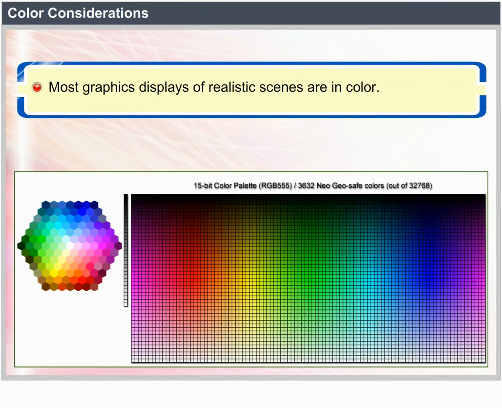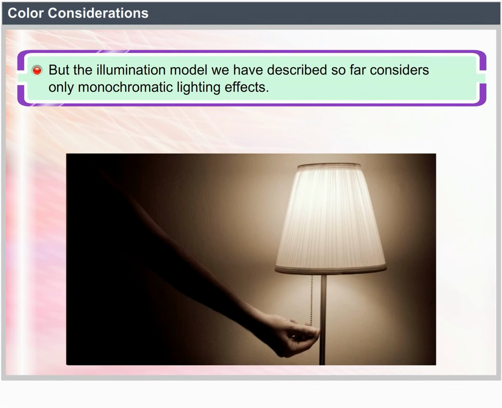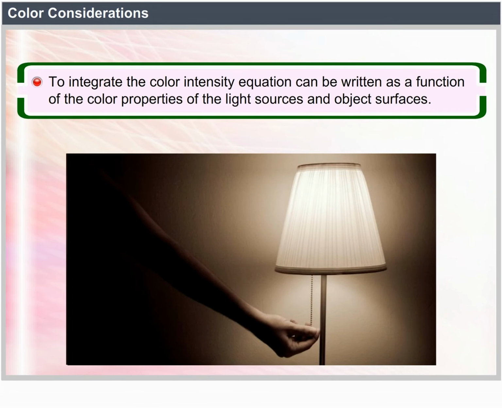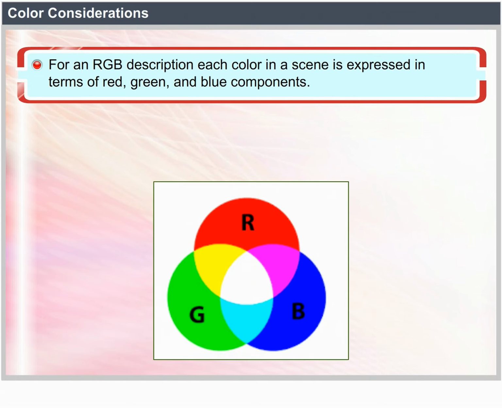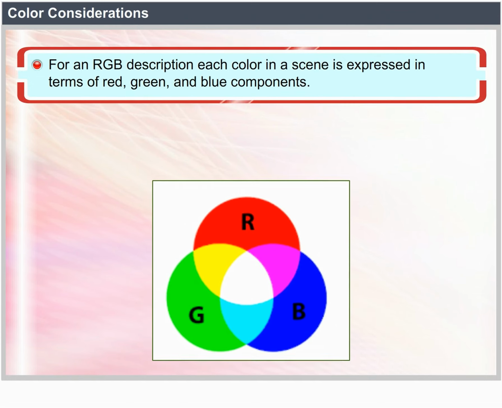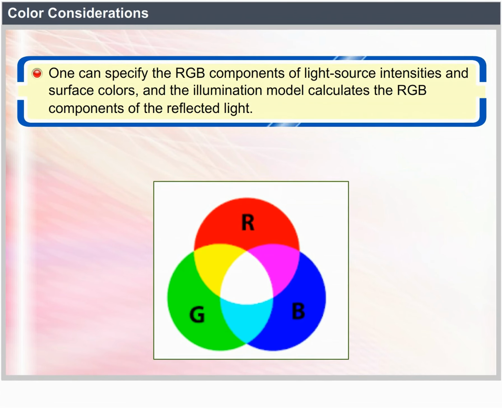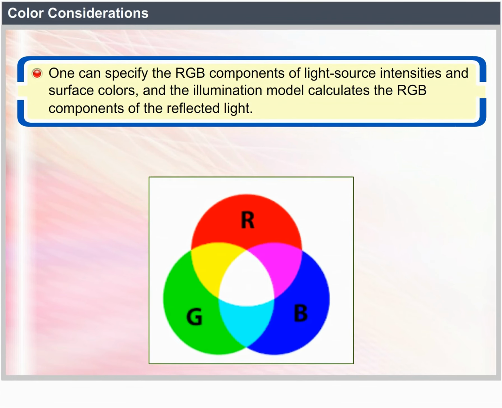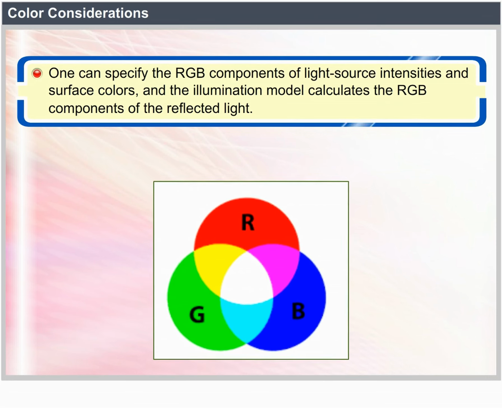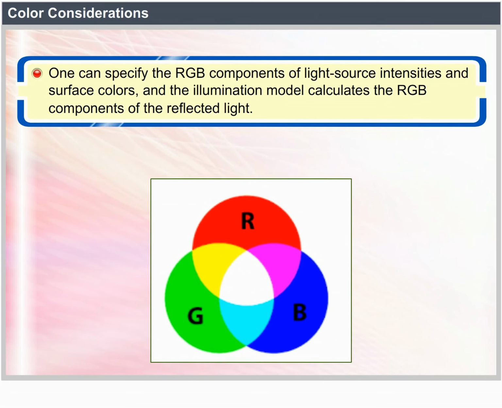Most graphics displays of realistic scenes are in color, but the illumination model we have described so far considers only monochromatic lighting effects. To incorporate color, we need to write the intensity equation as a function of the color properties of the light sources and object surfaces. For an RGB description, each color in a scene is expressed in terms of red, green, and blue components. We then specify the RGB components of light source intensities and surface colors, and the illumination model calculates the RGB components of the reflected light.